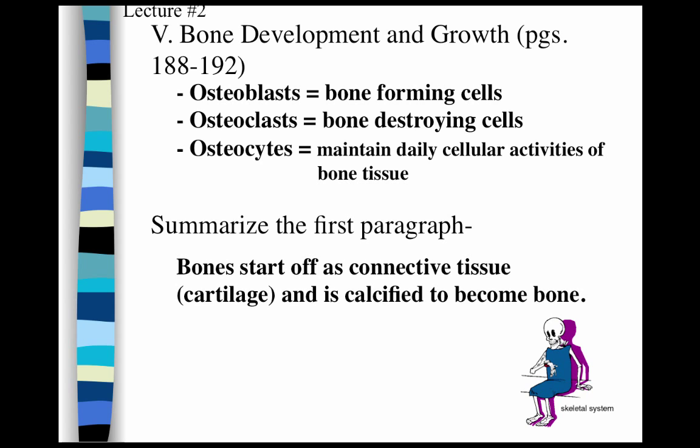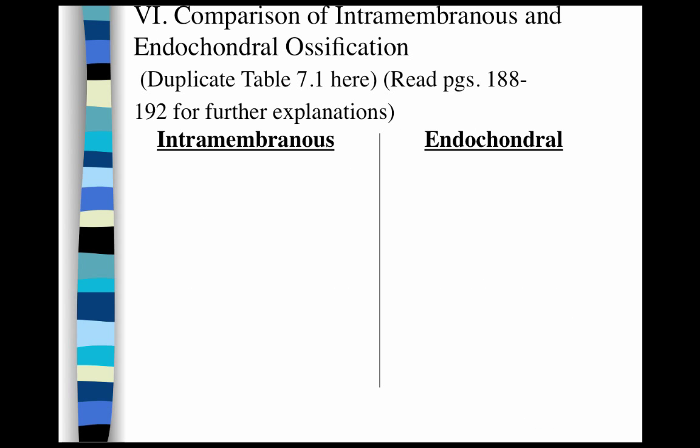So what we're going to do is talk about how bones are formed. There are two different ways bones are formed, and if you read pages 188 through 192, there's also a summary of how that happens in table 7.1. Notice this is table, not figure 7.1. You'll find that there are two different ways that bone can form, and it will depend on what kind of bone is being developed here.